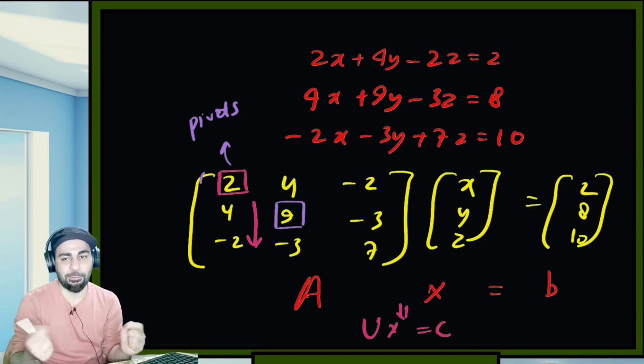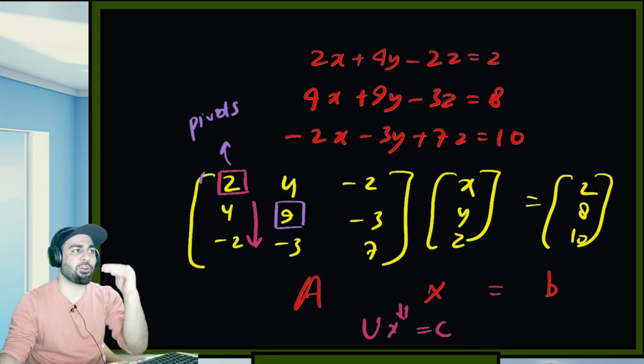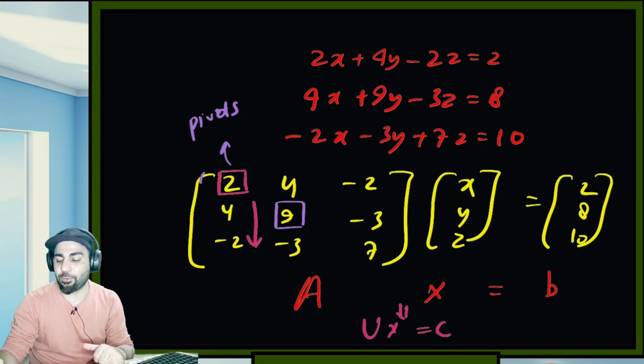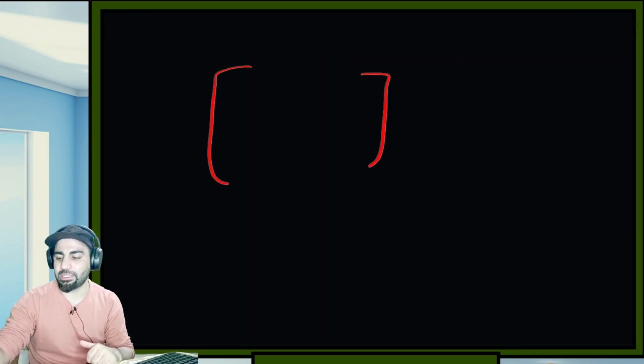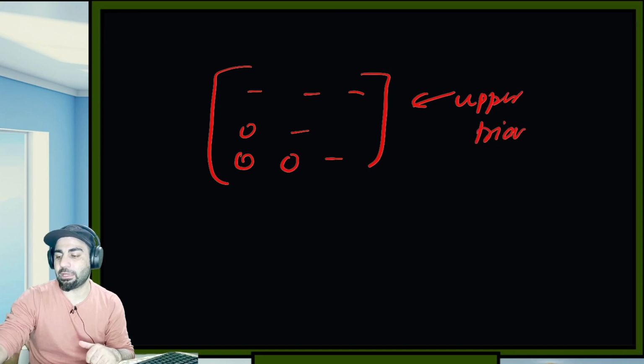Okay, why swap? Because you want to make the pivot non-zero, and you want to make the elements below it 0. Basically, you want to get an upper triangular matrix. So over here, you want to get a matrix like this, in which these entries are 0 and the rest of the entries are non-zero. This is what an upper triangular matrix is.